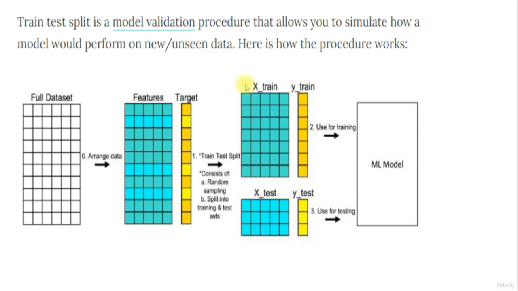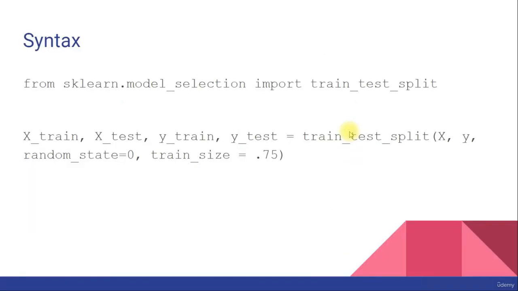Here is how the procedure works. So this is a full data set. Now these are all the features of the data set, and this is the target variable. We train test split, and this will consist of random sampling into training and testing sets. So this training portion will be used for training the model, and then once the model is trained, we'll give this test section and evaluate how the model is performing.